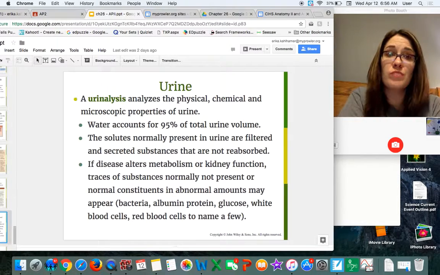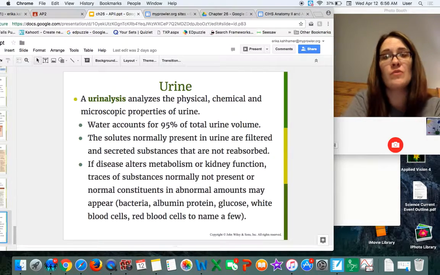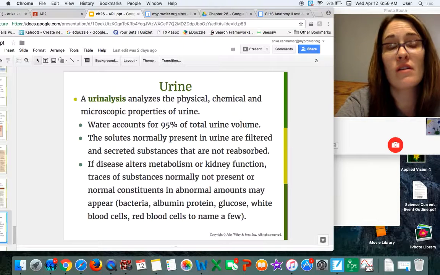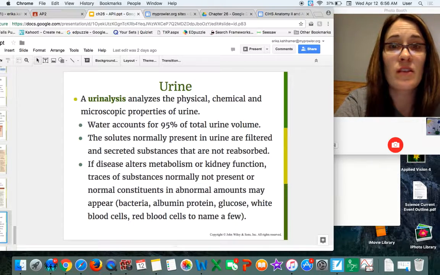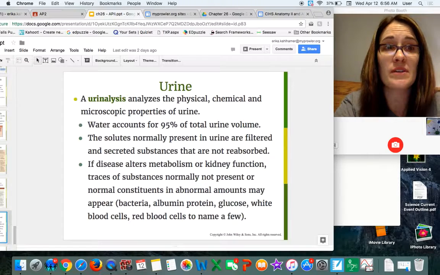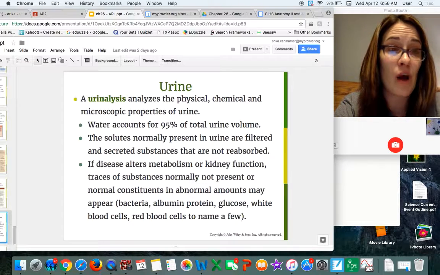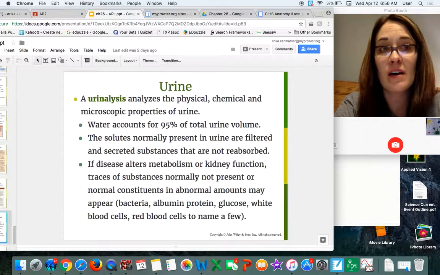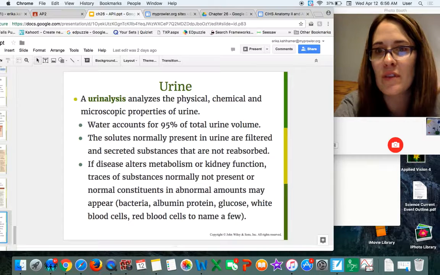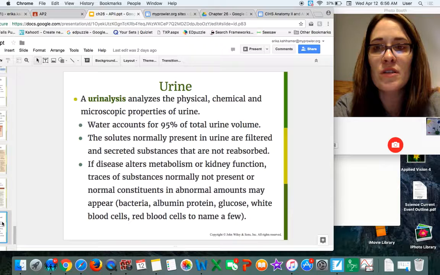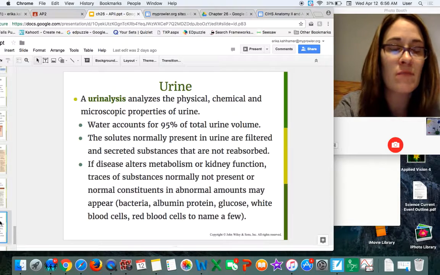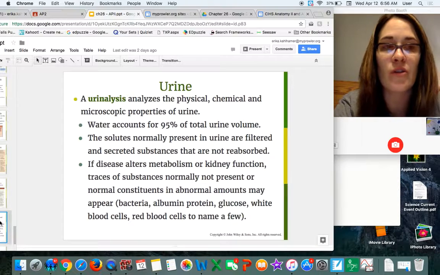Urinalysis, and probably most of you have had a urine sample where they look at the urine for certain reasons. They look at the physical properties, the chemical properties, and they even look at the microscopic properties of urine. There's sediment in urine, which is kind of gross, but we'll talk about that with the little lab. Most of the urine volume is water, and that can be more or less depending on whether the urine's concentrated or dilute.